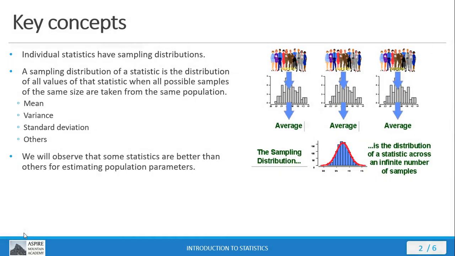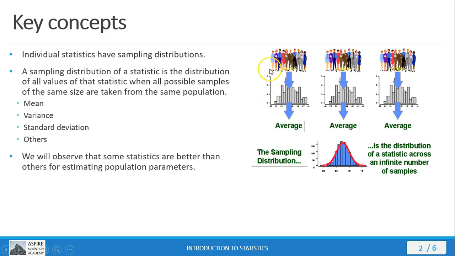So, the key concepts that we're going to learn about sampling distributions are, you see here on the screen. A sampling distribution is simply the distribution of all values of a statistic when all possible samples of the same size are taken from the same population. We could have this for any number of different statistics that we've looked at: mean, variance, standard deviation, pretty much any statistic that we could calculate for a sample.